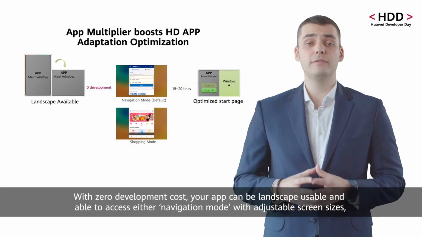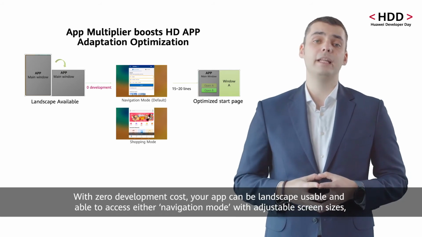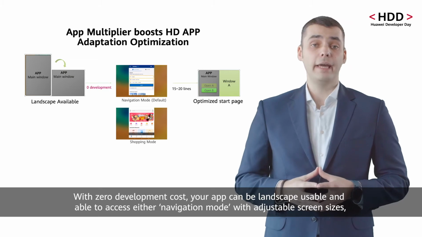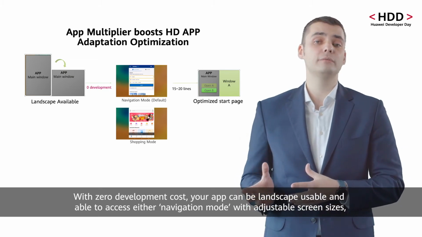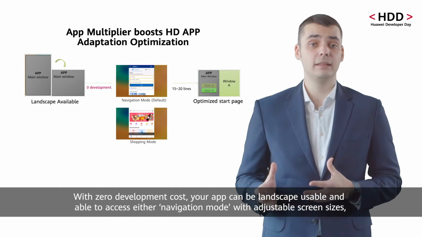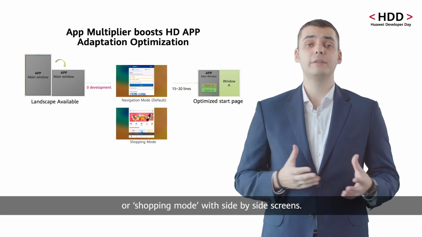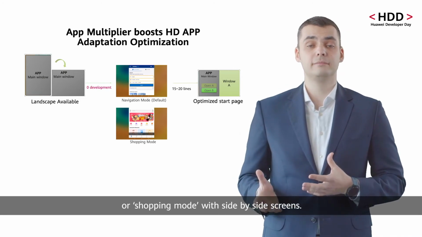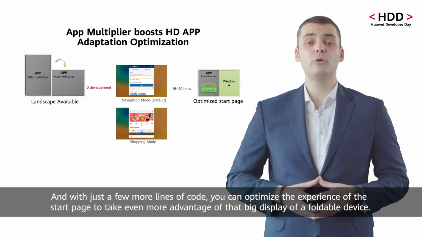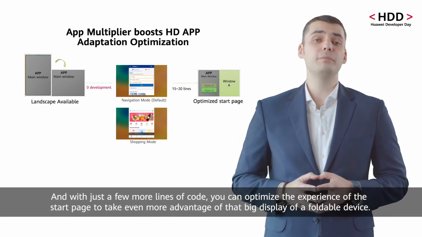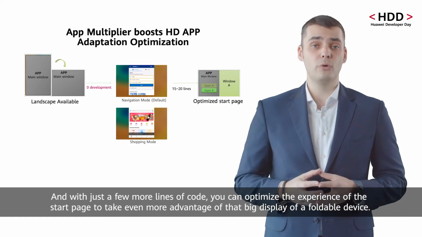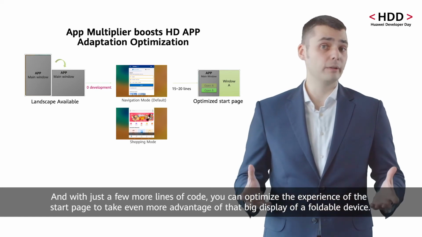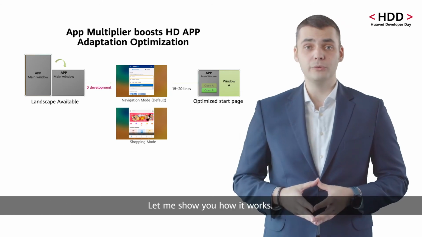And with zero development cost, your app can be landscape usable and able to access either navigation mode, with adjustable screen sizes, or shopping mode with screens side by side. And with just a few more lines of code, you can optimize the experience of the start page to take even more advantage of a foldable device. Let me show you how it works.